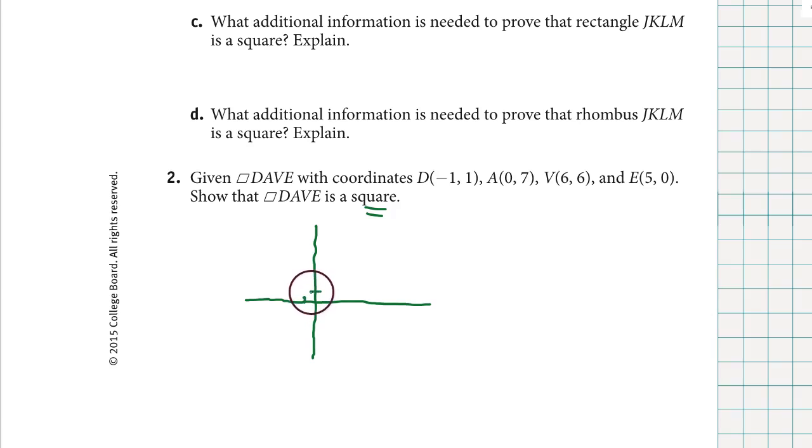So -1, 1 is right there, and that's point D. 0, 7 is 1, 2, 3, 4, 5, 6, 7, right there. That is point A. 6, 6: 1, 2, 3, 4, 5, 6 to the right, and 6 up. Right there, that's V. And then 5, 0: 1, 2, 3, 4, 5 to the right, right there. That is point E. Okay, let's connect these together.